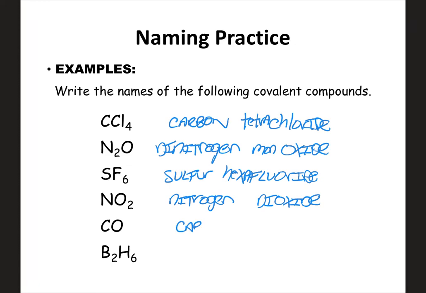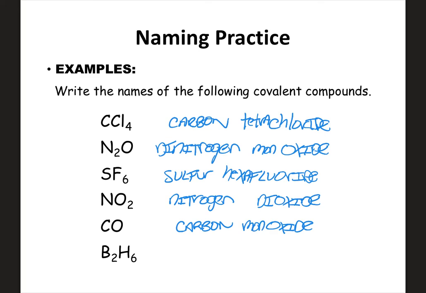Okay, so the next example here is CO. So we got carbon, right? The name of the first element, second element, IDE. Now they both have one, but we don't put mono on the first element, but you can put it on the second element. So carbon monoxide, you might have heard of that.